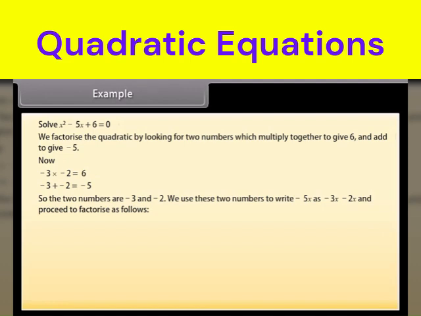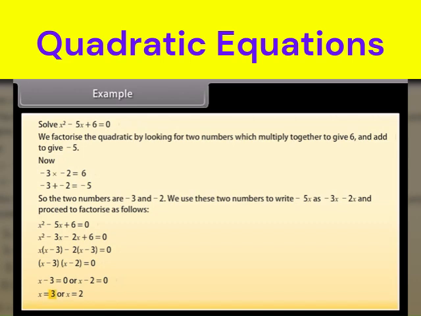We use these two numbers to write minus 5x as minus 3x minus 2x and proceed to factorize as follows, from which x minus 3 is equal to 0 or x minus 2 is equal to 0, so that x is equal to 3 or x is equal to 2. These are the two solutions.